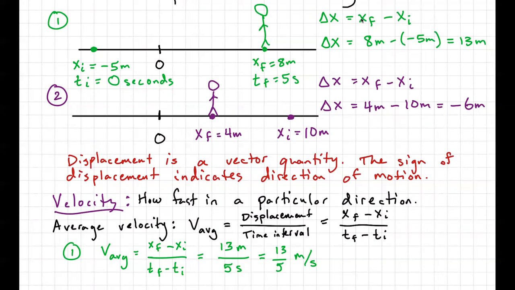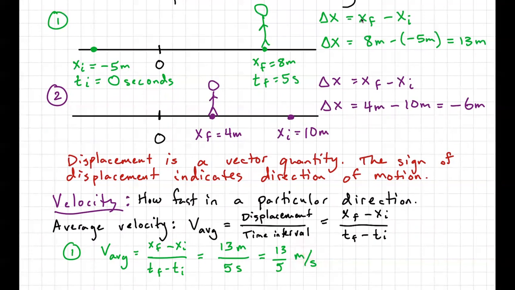Notice that if the time interval was smaller, the average velocity would be bigger. If the time interval was bigger, the average velocity would be smaller. So things that take longer are slower. Things that take shorter are faster. Our unit for velocity is meters per second. That's our standard unit for velocity. So that's a distance over a time, meters per second.